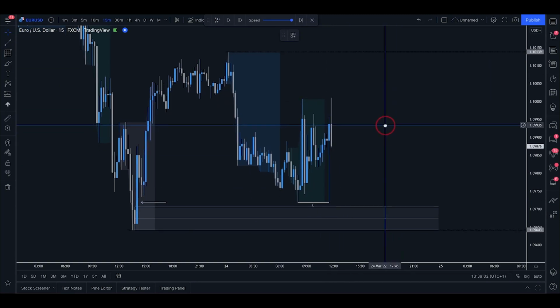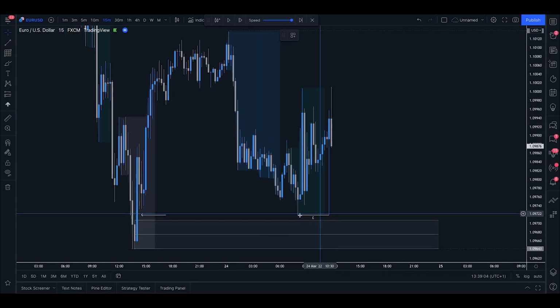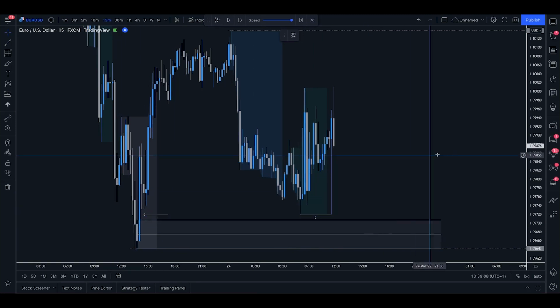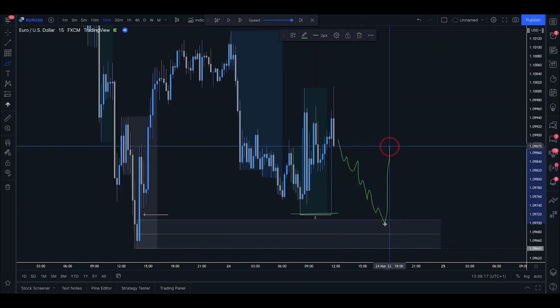So marking that on the chart now, you can see we have a floor of liquidity sitting over an imbalance leading into a demand zone. So we have many confluences here that could drive the market down, take out the stops of any buyers at these levels, and then make a nice sharp push to the upside.